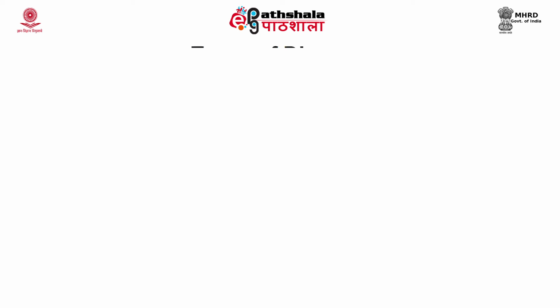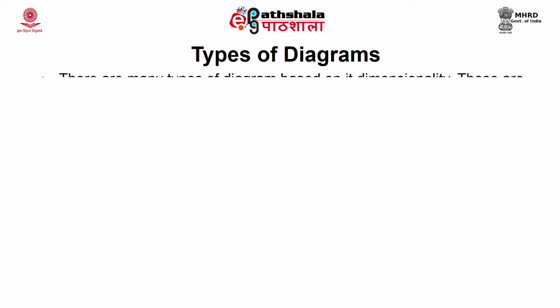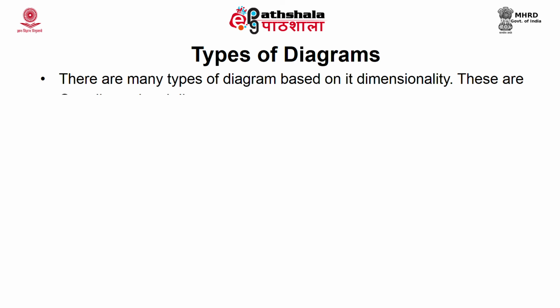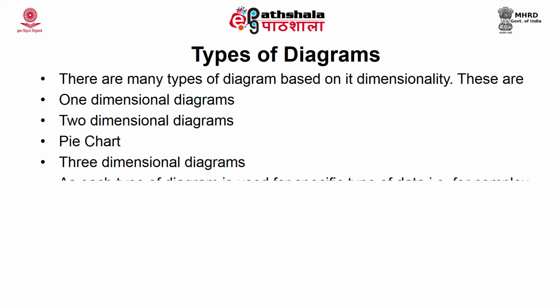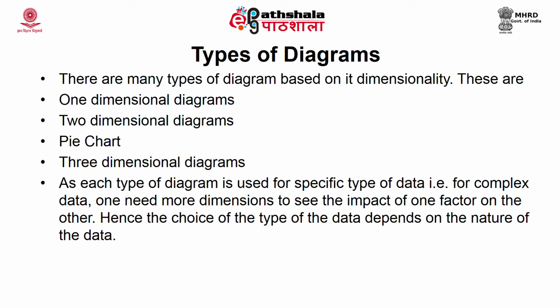Types of diagram. There are many types of diagram based on dimensionality. These are one-dimensional diagram, two-dimensional diagram, pie chart, and three-dimensional diagrams. Each type of diagram is used for a specific type of data; for complex data, one needs more dimensions to see the impact of one factor on the other. Hence, the choice of the type of diagram depends on the nature of the data.